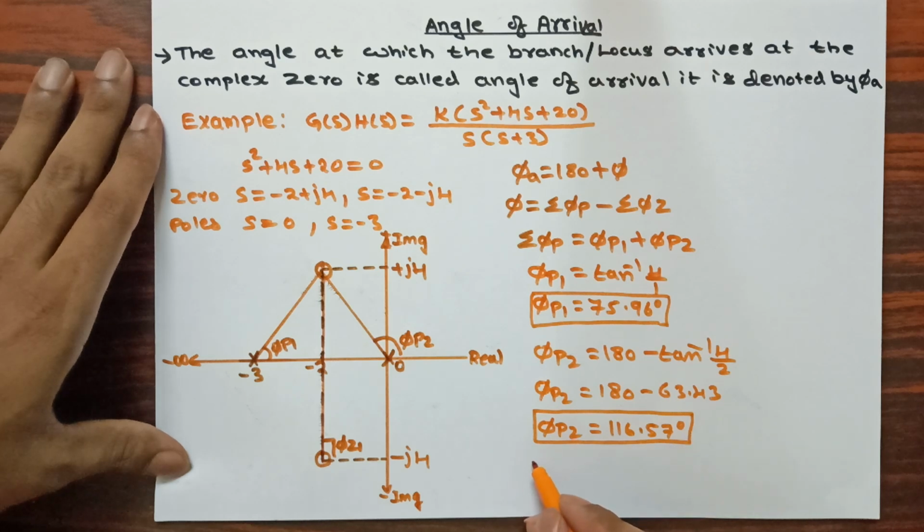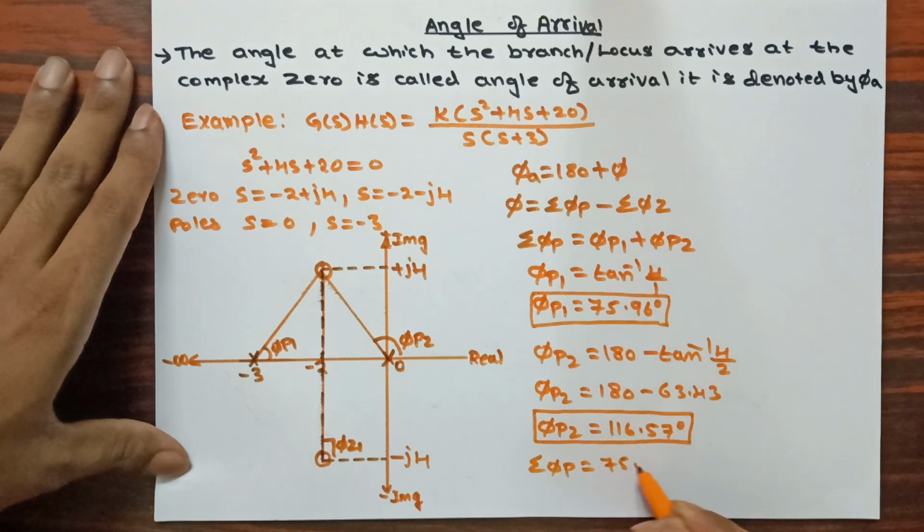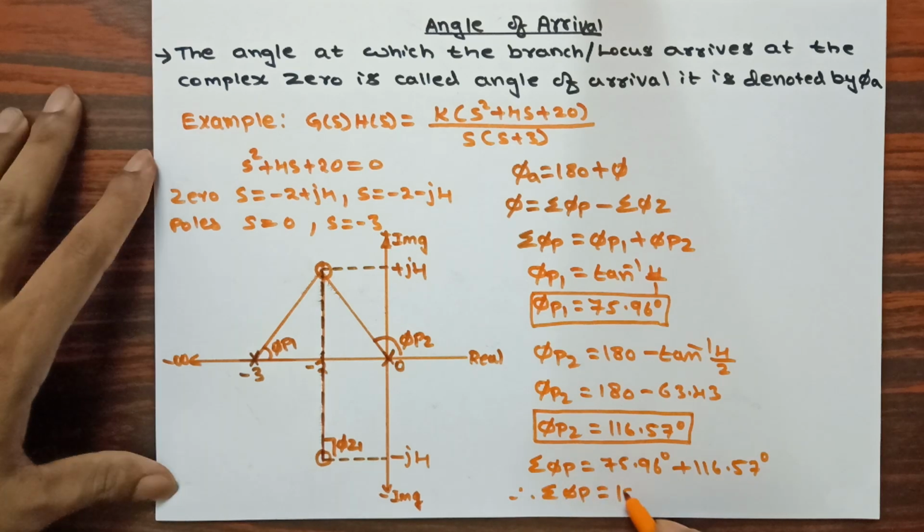So now we are going to substitute in the above formula, that is summation phi p. Summation phi p is equivalent to phi p1, we got 75.96 degrees, plus phi p2, I got 116.57. Therefore the summation phi p here I am getting 192.53. This is the summation phi p I got.